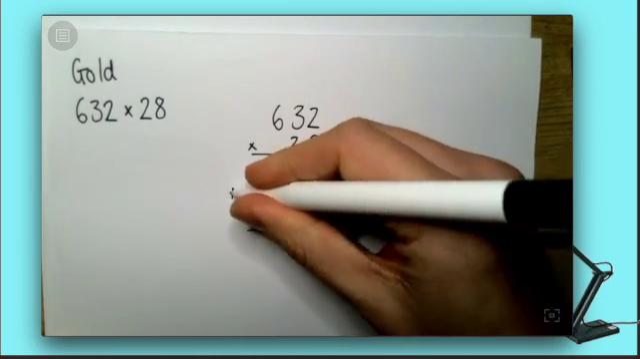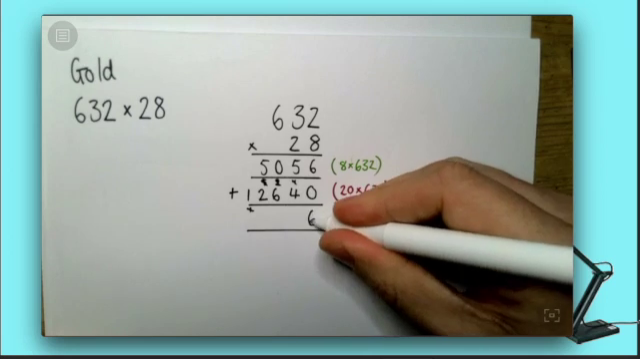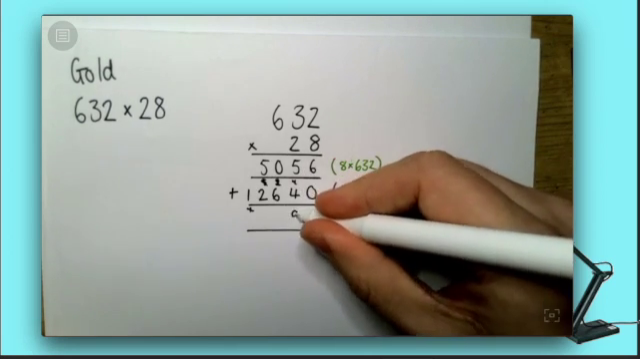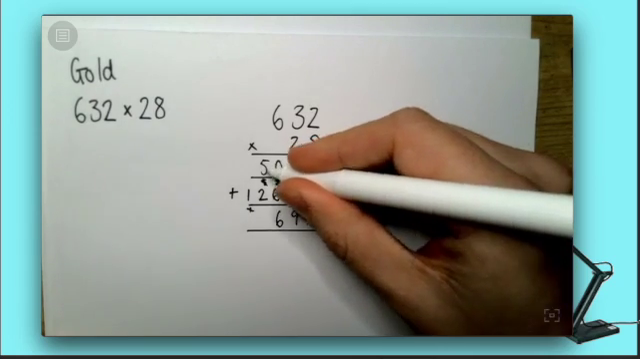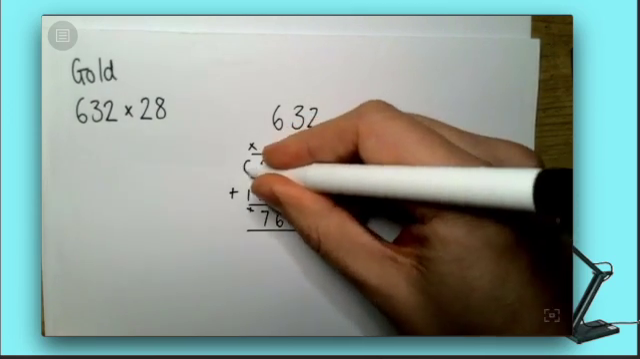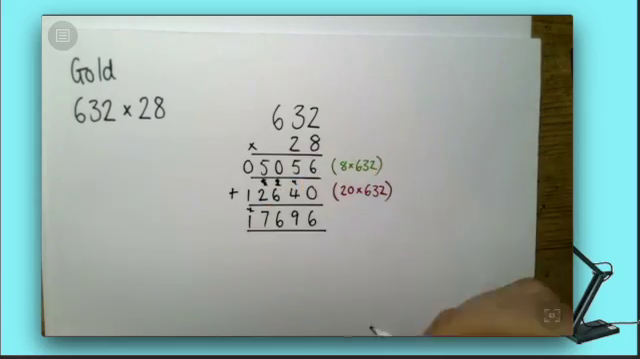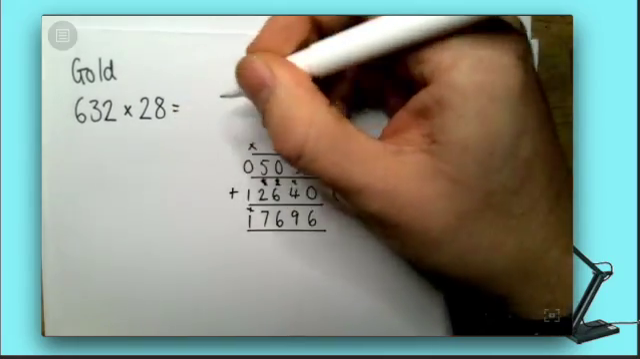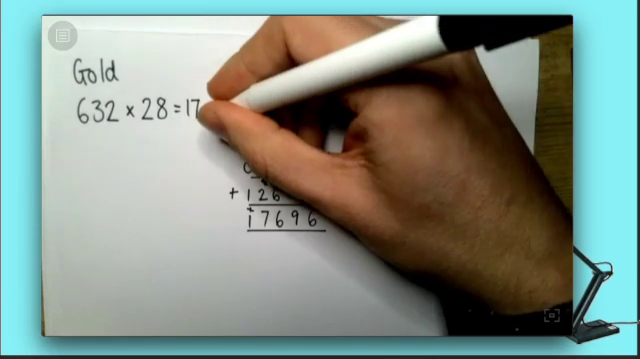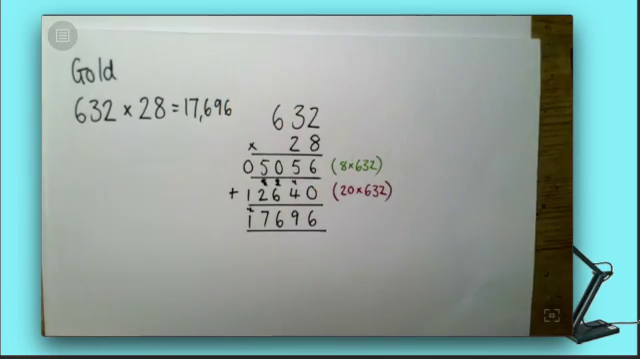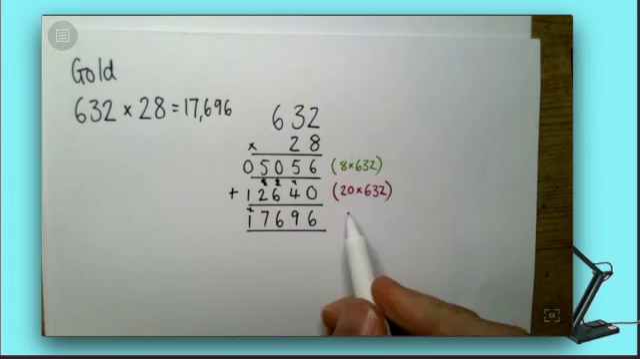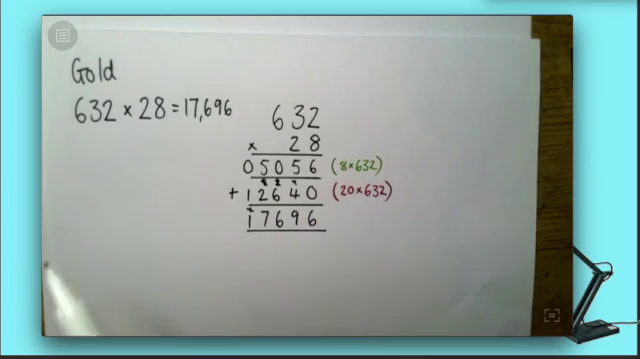Add them together. 6 add 0 is 6. 5 add 4 is 9. 6 add 0 is 6. 5 add 2, 7. 0 add 1 is 1. So my answer here is 17,696. Okay, now with the 4 digits, I just keep going. I just keep going along my line to do my 4 digits times 2 digits.